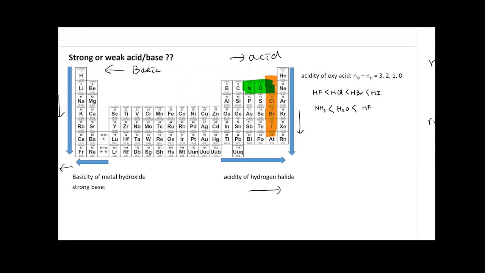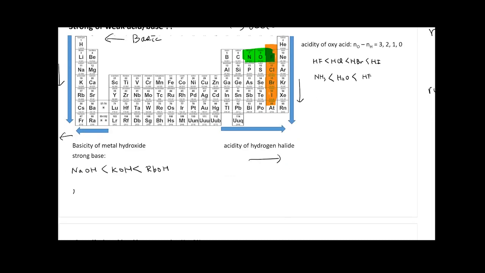The same concept is here. If today I have NaOH, KOH, RbOH, which one is a stronger base? Right, because that's the one at the most bottom. So you know that should be the answer. And again, if you have NaH, MgH2, AlH3, which one is a stronger base? Should be this, right? Because the things we're highlighting is this row. So if you go to the left, then you know it's a stronger base.